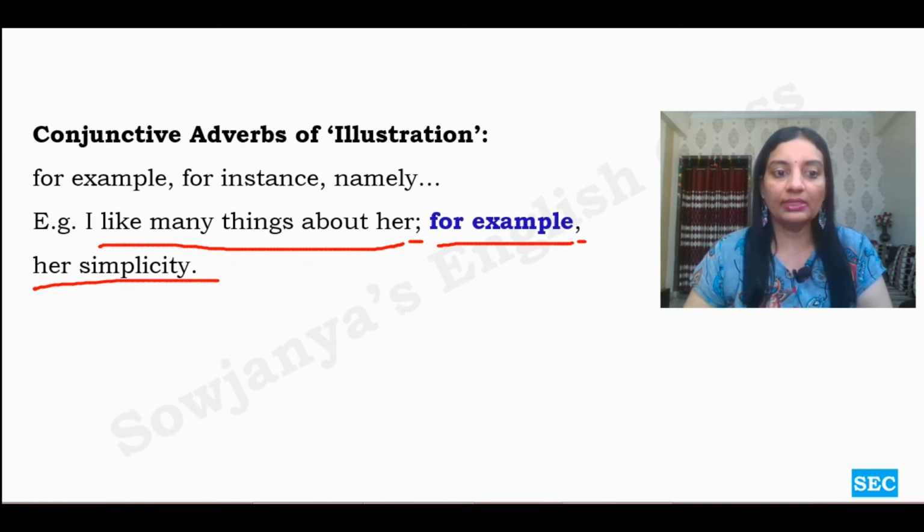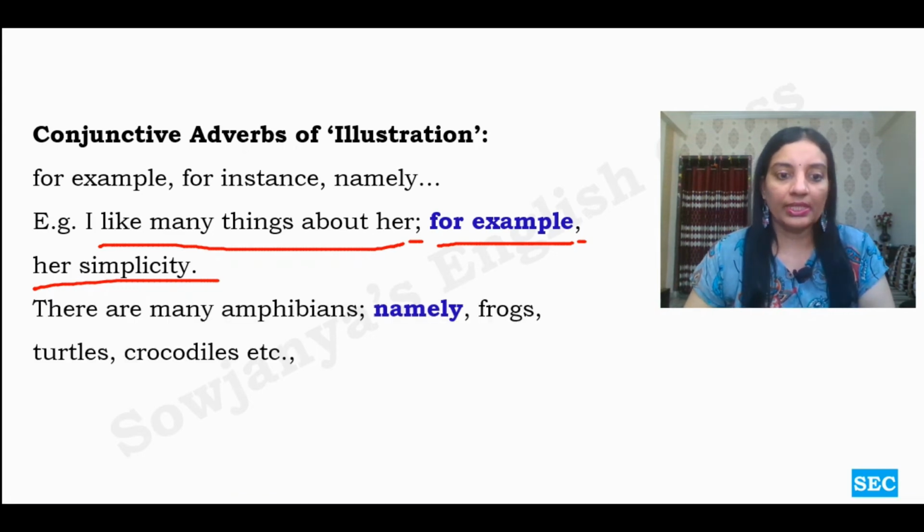If you look at this, her simplicity is related to this particular clause. I like many things about her; for example, her simplicity. Though it is not a clause, it is a phrase which conveys the complete meaning. Conjunctive adverbs can even add a clause with a meaningful phrase. There are many amphibians, namely frogs, turtles, crocodiles, etc. So here you are giving examples.